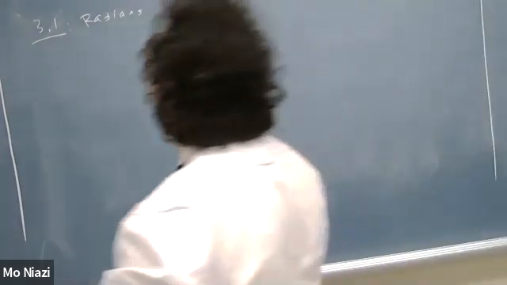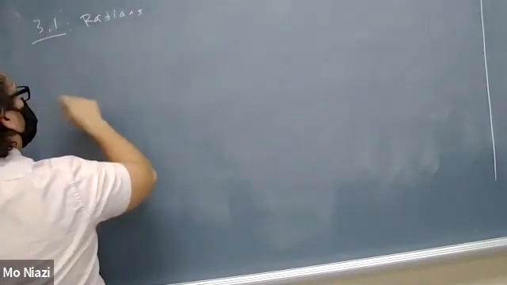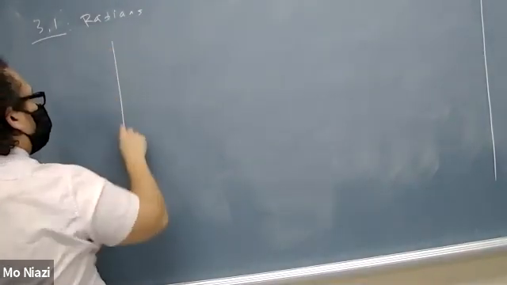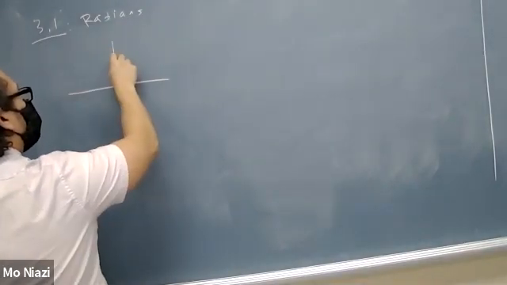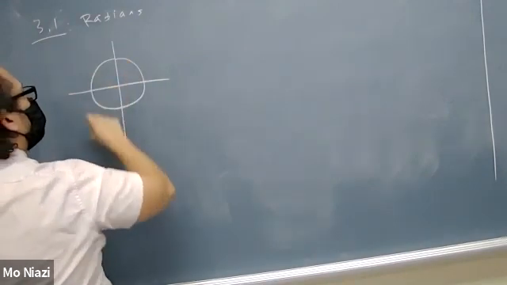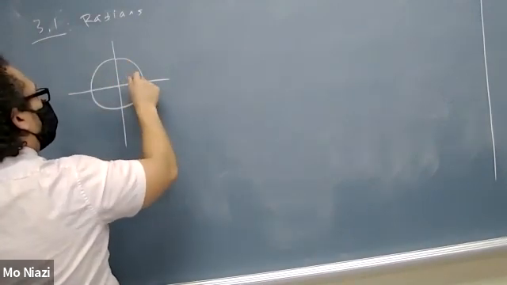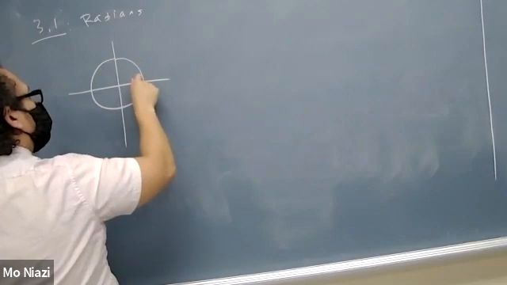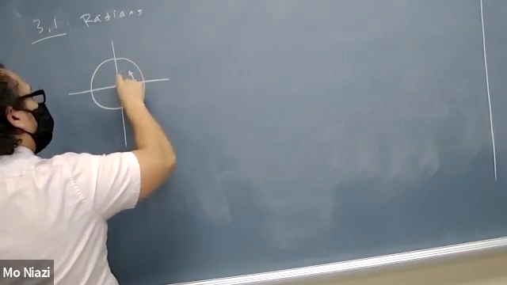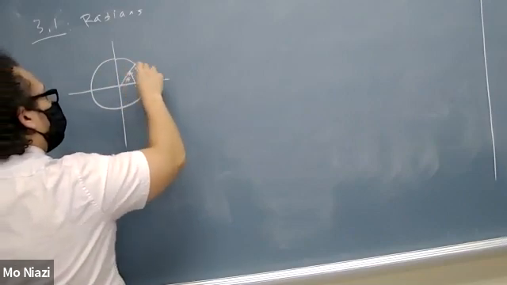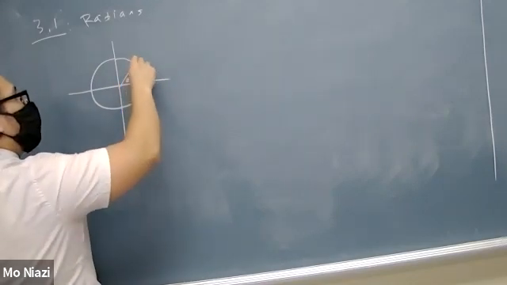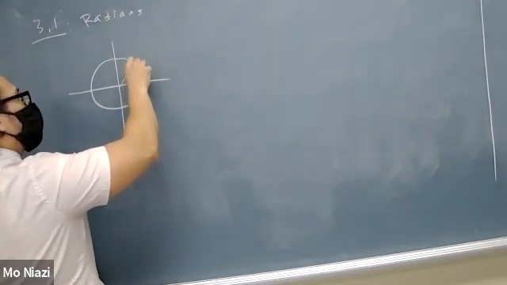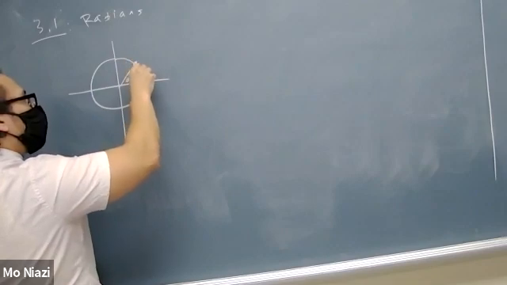So, before we talk about radians, let's kind of talk about arc length. All right. We have our circle here. I can, from here to here, traverse some angle theta, right? Theta. Our question is, what is this length right here?